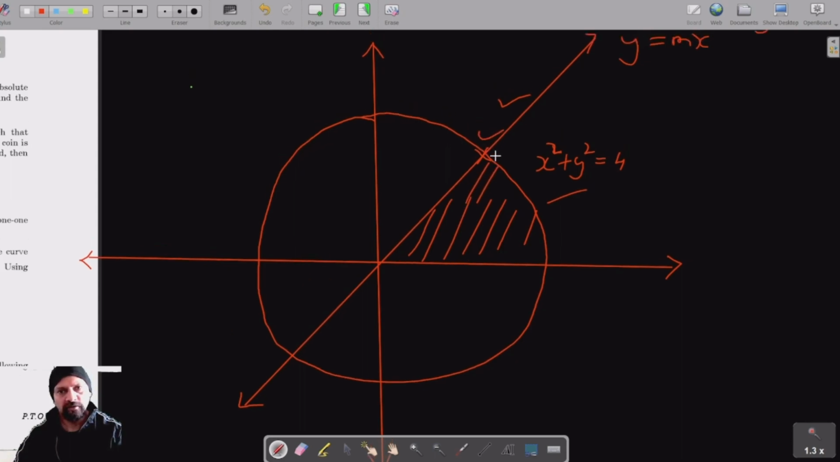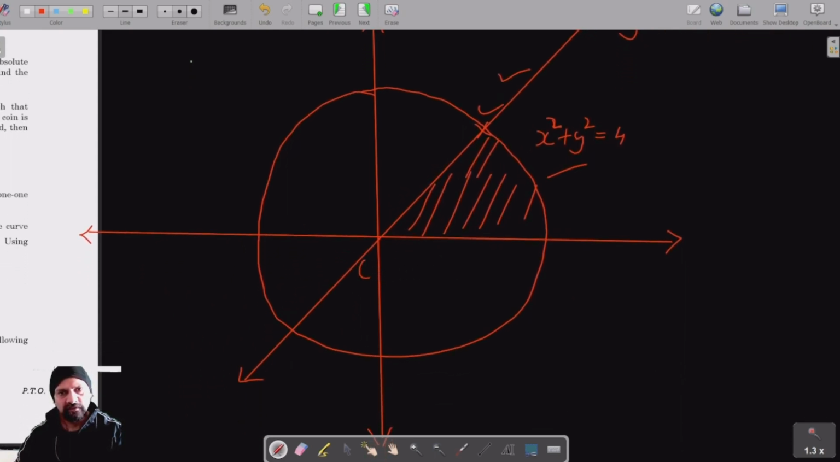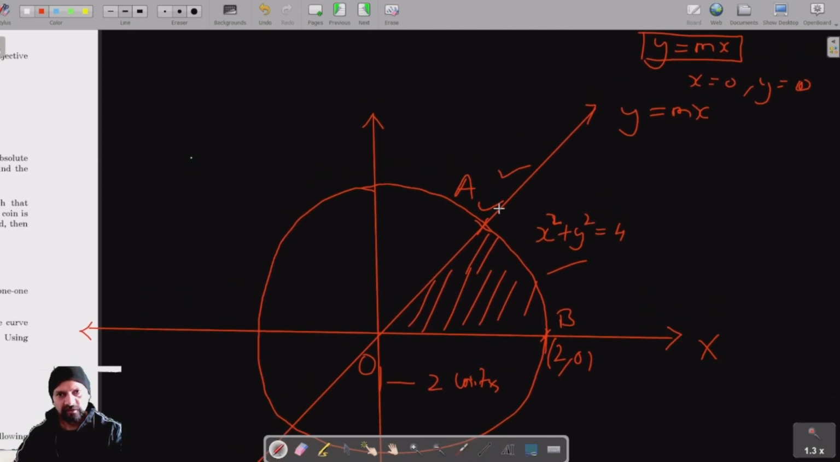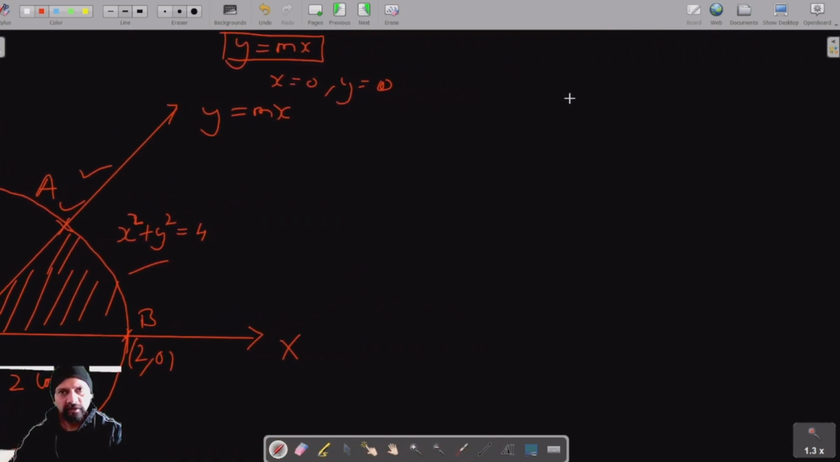So let's find out the points of intersection. This is 0 and the radius is 2 units, so the coordinate of this is 2 comma 0. The x-axis and the point where the circle intersects is 2 comma 0. Let's say this is point A and this is point B. Okay, now let's find the point of intersection of the circle and the line.